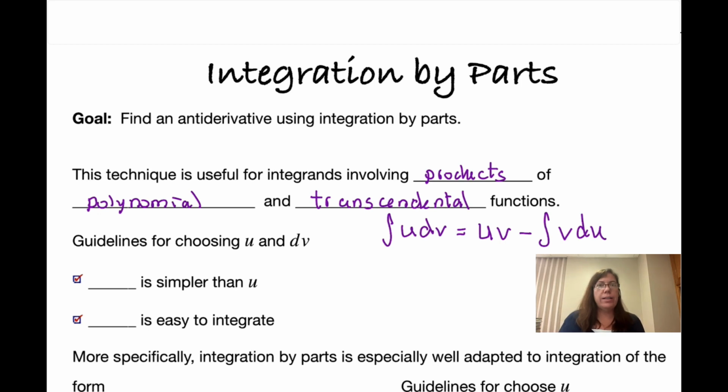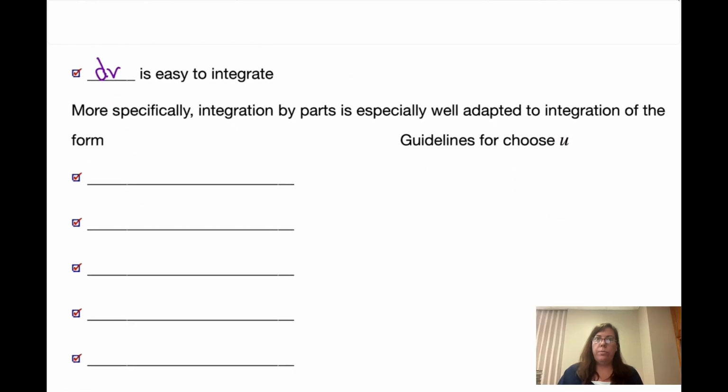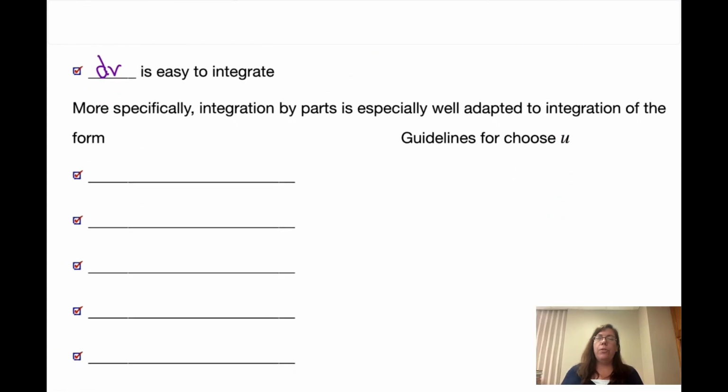The easiest way to do this is to look at your two functions and let u be the function that is easiest to differentiate, where the derivative is simpler than the original. Let dv be the function that you can integrate without too much trouble. To help you figure out which way to go, there are a lot of very common functions that are multiplied together, and we're going to look at what our u would be for each of them.